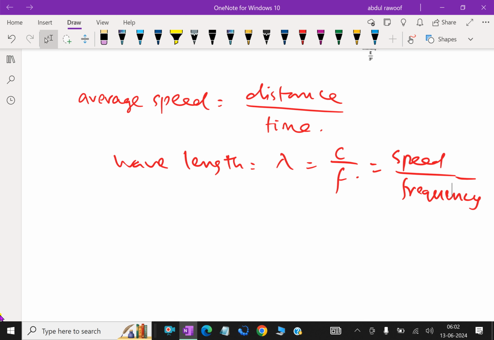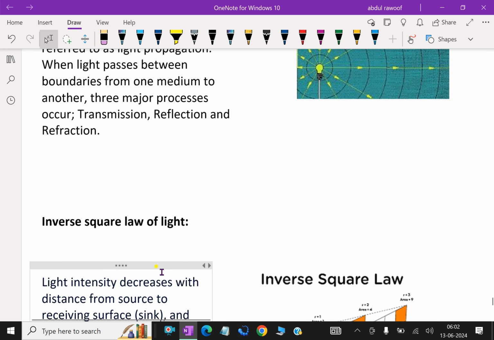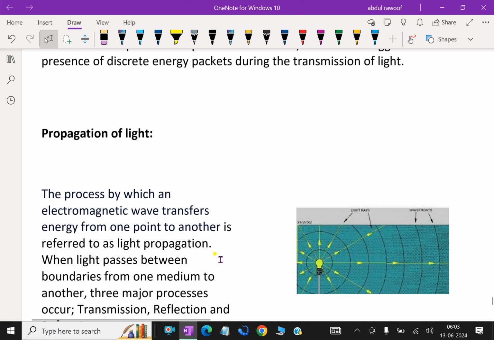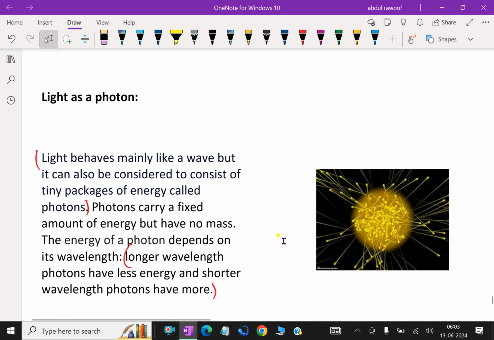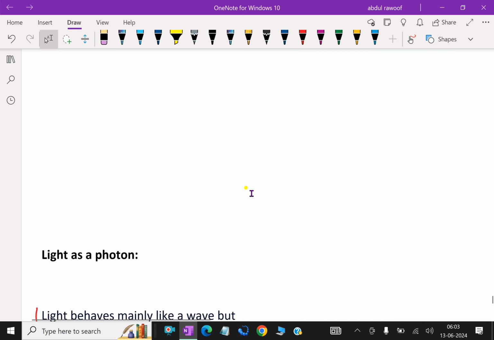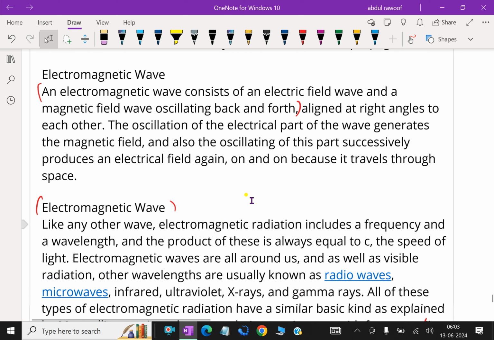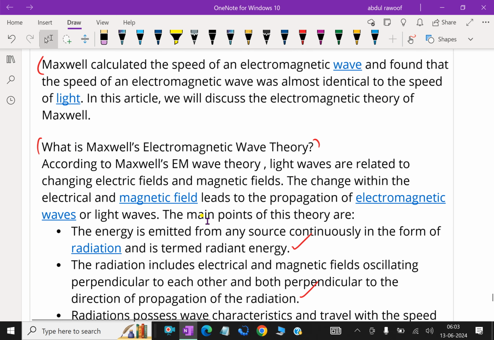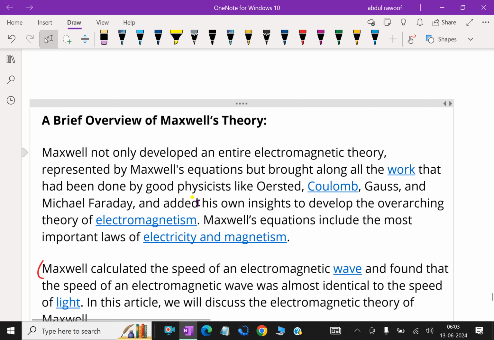So far we discussed a little about what a photon is, the inverse square law of light, propagation of light, light as a photon, as well as electromagnetic waves, some introduction, and Maxwell's electromagnetic wave theory, with some brief explanation.